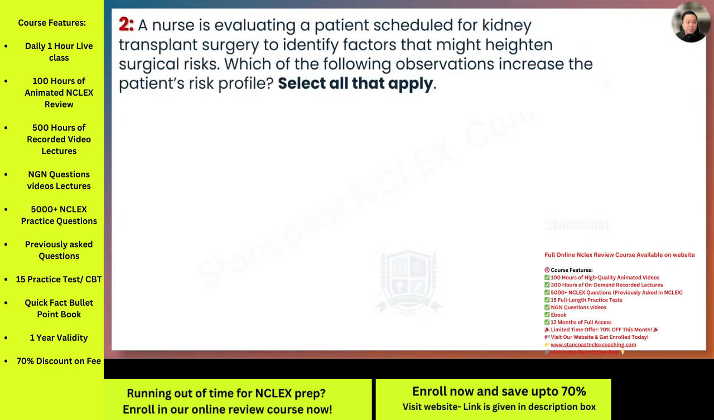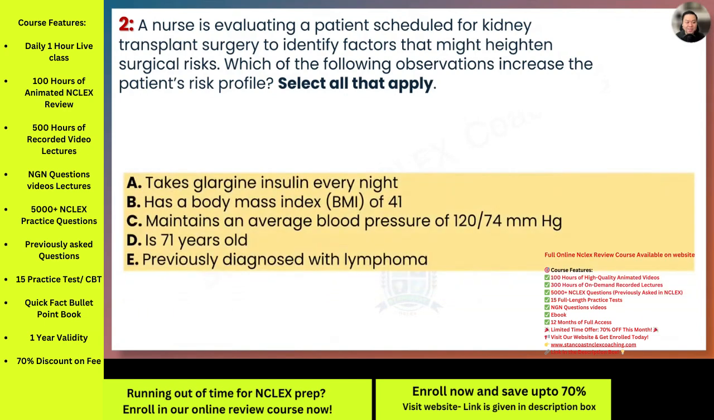Number 2, a nurse is evaluating a patient scheduled for kidney transplant surgery to identify factors that might heighten surgical risks. Which of the following observations increase the patient's risk profile? Select all that apply. Options: A, takes glargine insulin every night. B, has a body mass index of 41. C, maintains an average blood pressure of 120/74. D, is 71 years old. E, previously diagnosed with lymphoma.